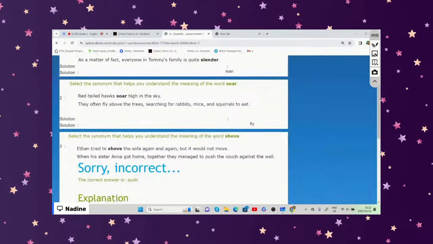Red-tailed hawks soar high in the sky. They often fly above the trees searching for rabbits, mice, and squirrels to eat. So red-tailed hawks soar high in the sky and they often fly above the trees searching for rabbits, mice, squirrels to eat.